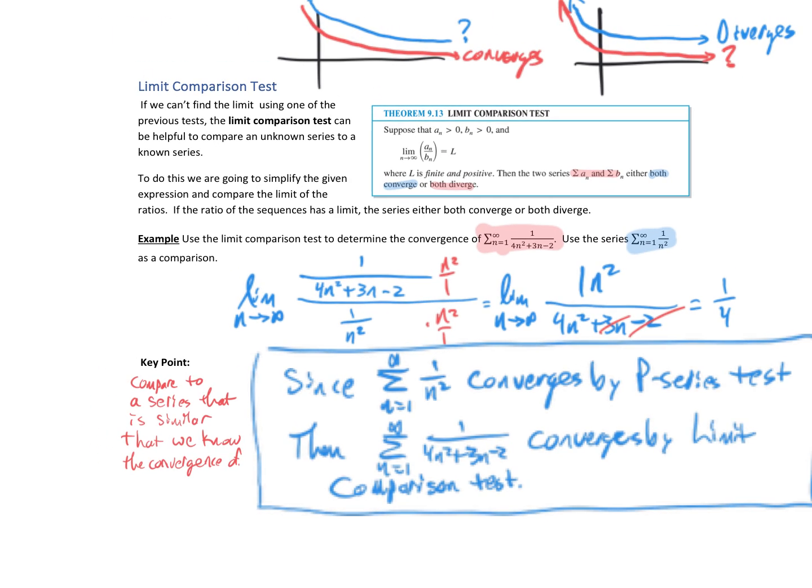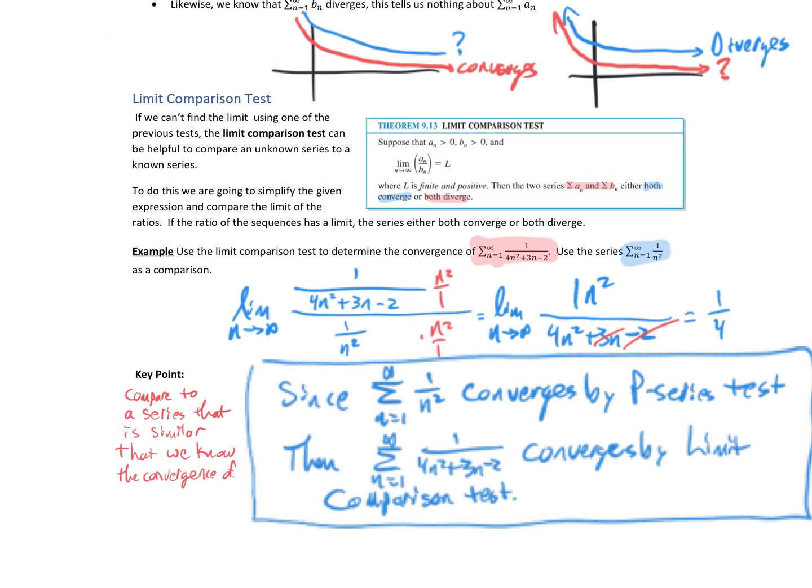All right. Well, that's the limit comparison. Again, we look for a similar series. We make a ratio. We find a limit to see if we get a finite number. If we do, they either both converge or both diverge.